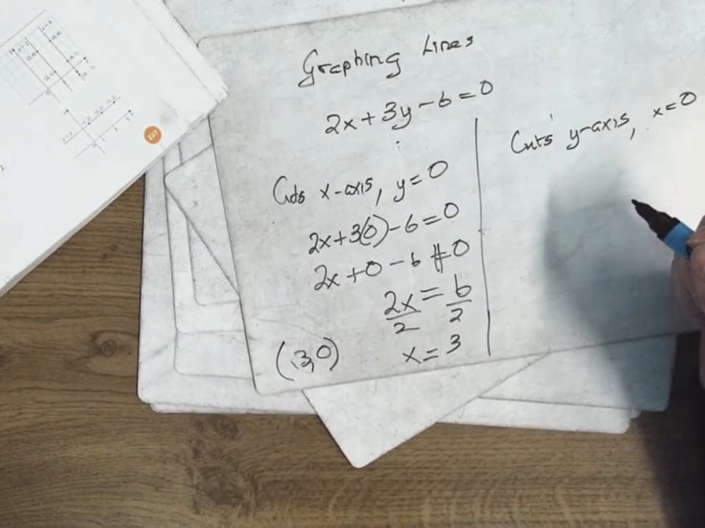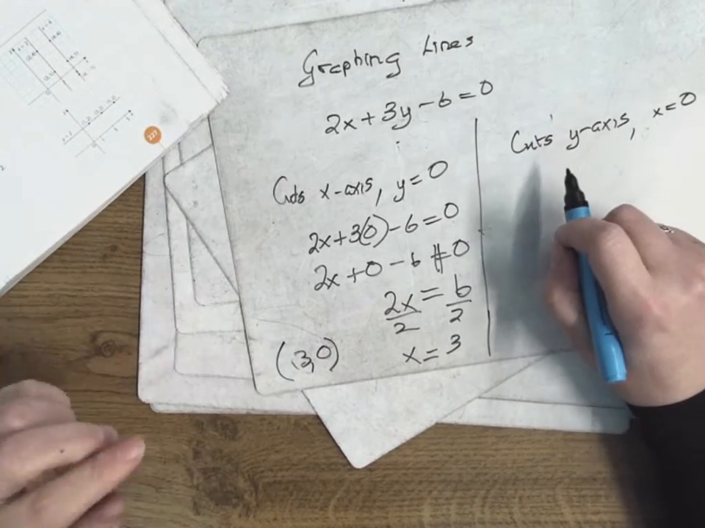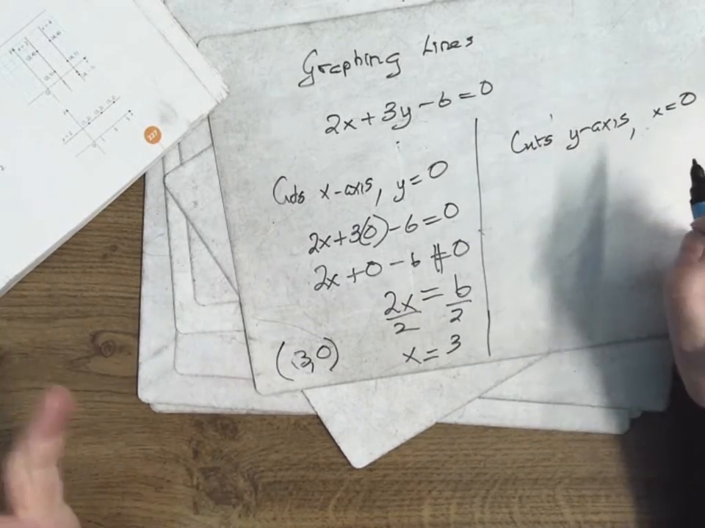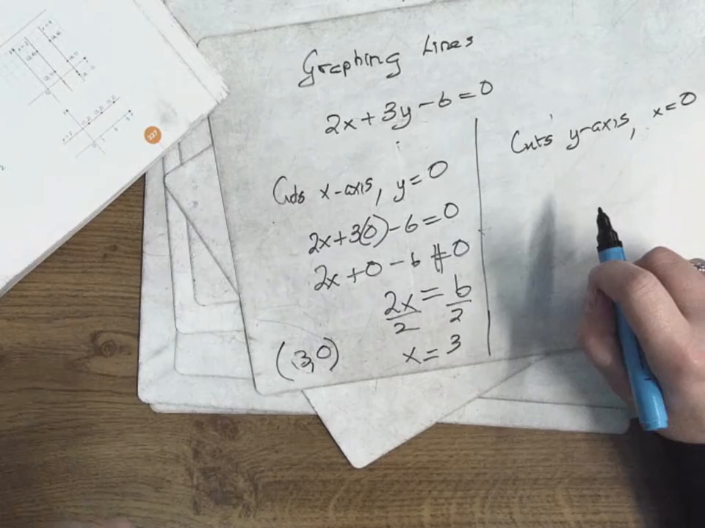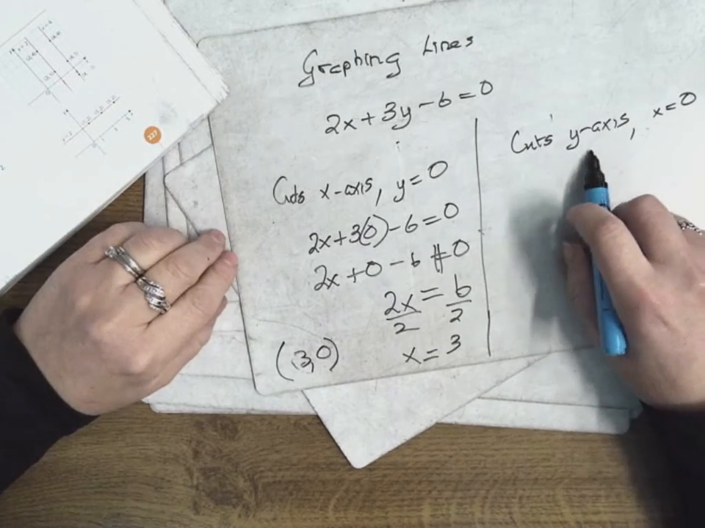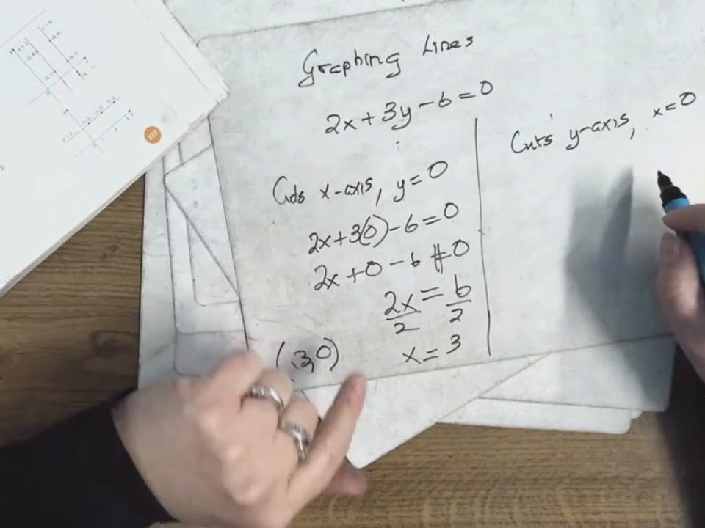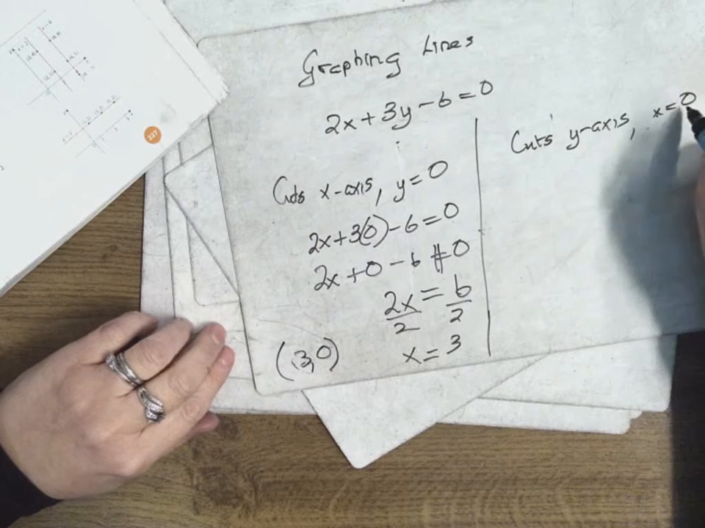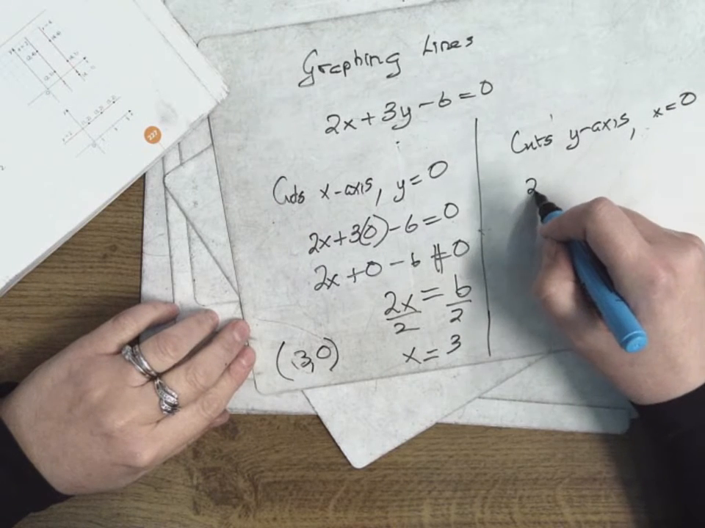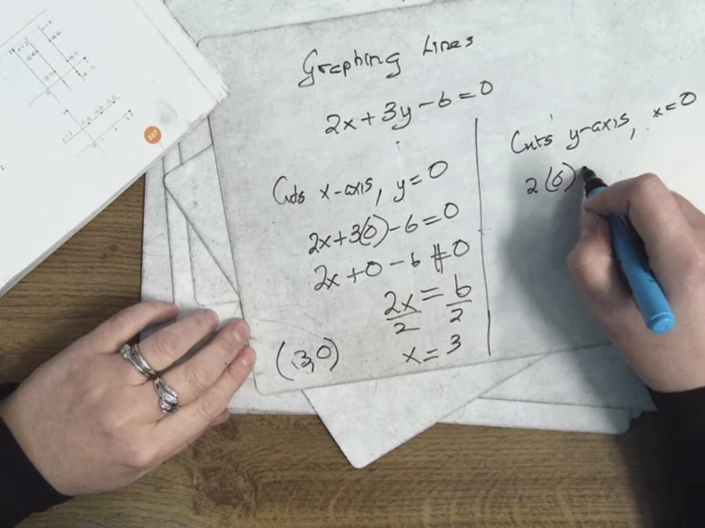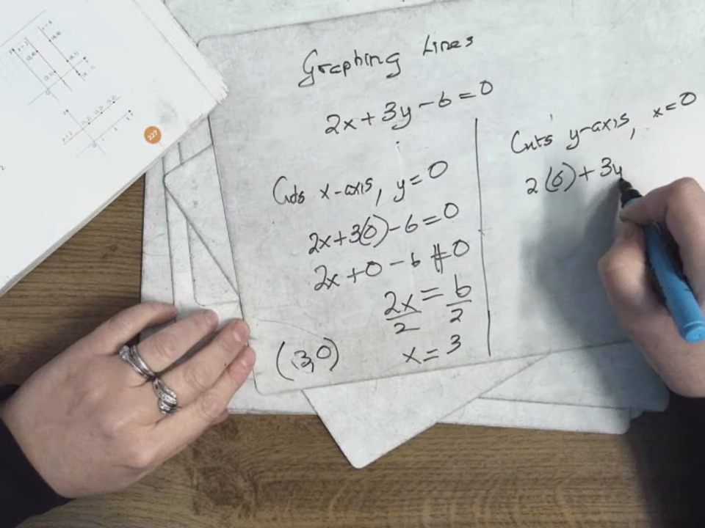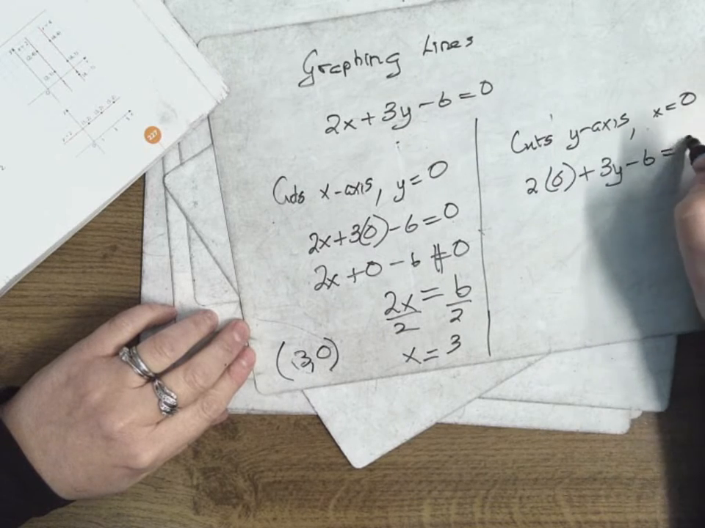I still can't draw a line with 1 point. I need 2 points. So the other easiest one to get, now it's not the only one, it's just the easiest one to get, is where it cuts the y-axis. So you start again, but this time everywhere you see an x, put in a 0. So you get 2 times 0 plus 3y minus 6 equals 0.